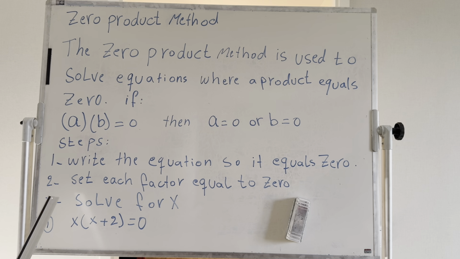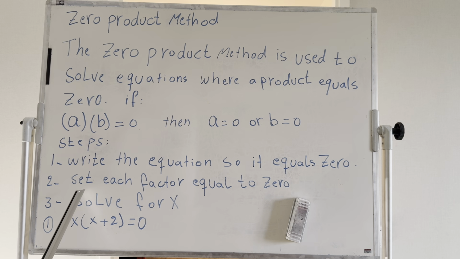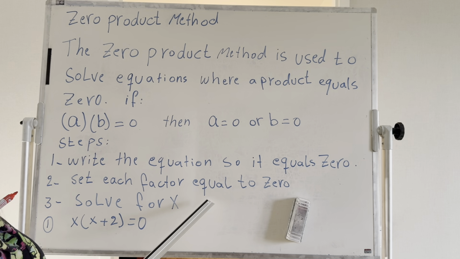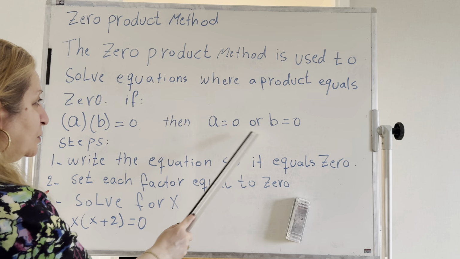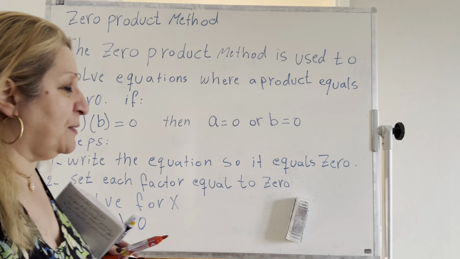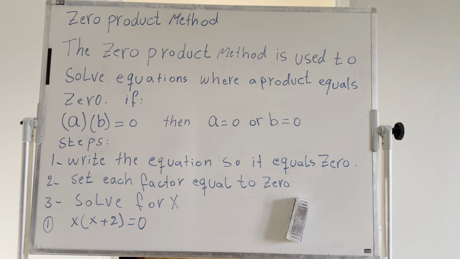Equations, steps. Write the equation so it equals 0. Set each factor equal to 0, A equals 0 or B equals 0. Solve for x. For example, the first example, x times x plus 2.